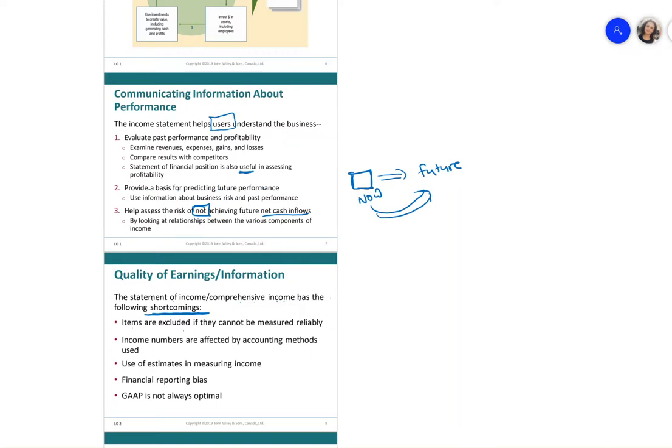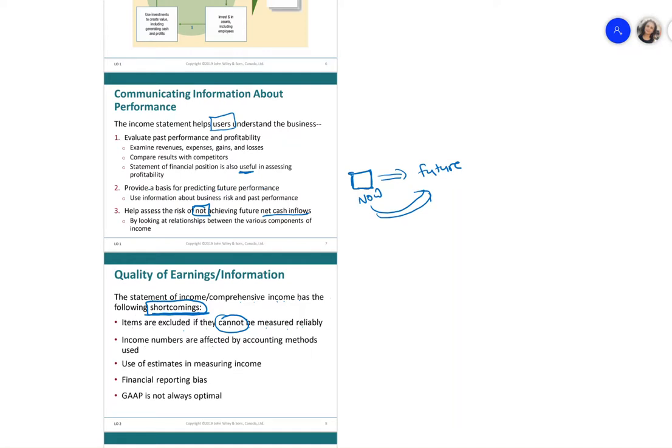Items are excluded if they cannot be measured reliably. What we cannot measure, we cannot put on the statement of income/comprehensive income. That's the shortcoming: some people might not be able to see the information because we were never able to measure it, and if we weren't able to measure it, we weren't able to put it on the statement.